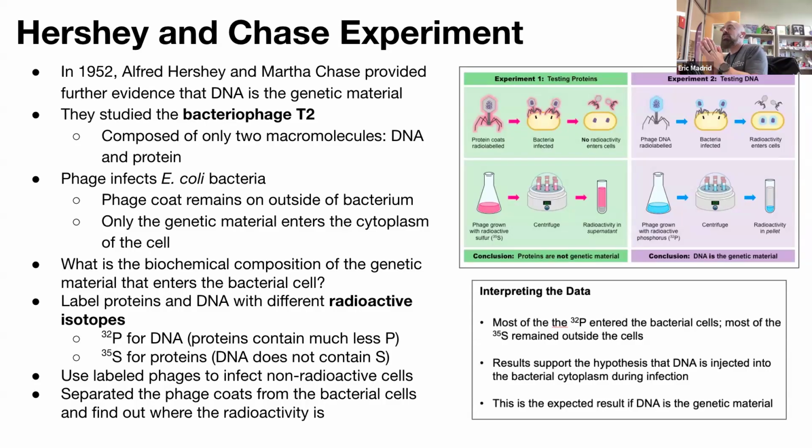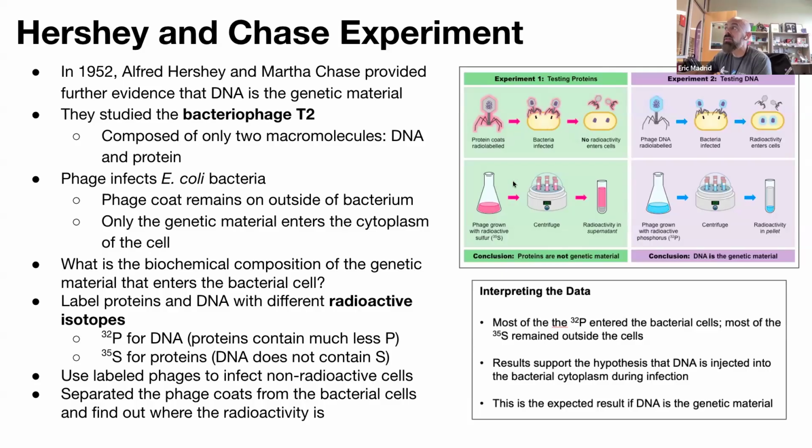Well, what they're going to do is grow two different strains of virus. They have one strain of virus that has radio-labeled, or radioactive, atoms of sulfur inside of it. All of these have sulfur that is radioactive inside of them. The reason that's important is because proteins can have sulfur inside of them. Not all proteins, but many proteins do. But DNA does not.